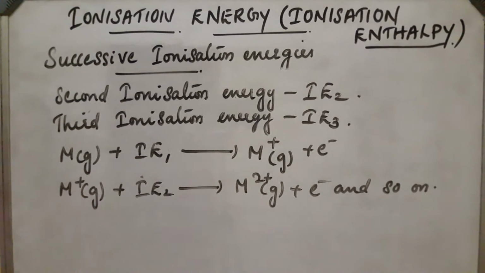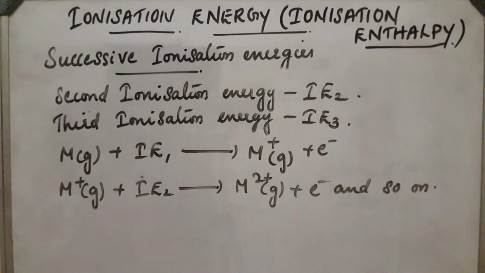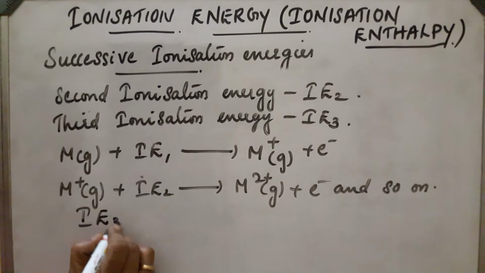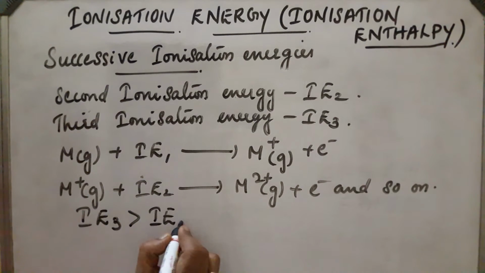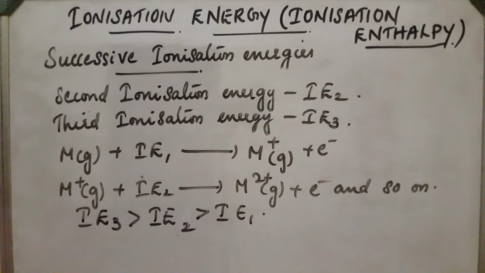After the formation of a positive ion, we have to remove an electron from it, so the ionization energy required will be greater than the first ionization energy. Similarly, the energy required to remove an electron from M2 plus, the third ionization energy, will be still higher than IE2. So the magnitude of IE3 will be greater than IE2, which will be greater than IE1. This will be the order.